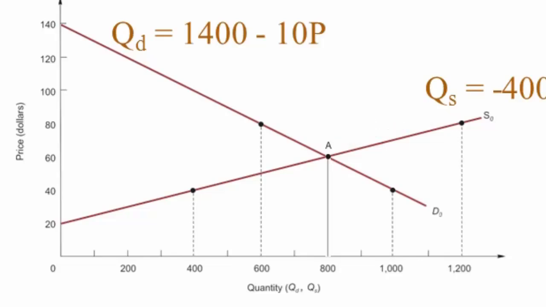If the sellers tried charging a $40 price, again, both sides might find that okay. $40 is okay. You can find some demanders at $40, you can find some suppliers at $40, but they disagree on the amount again. Sellers would only be willing to sell 400 units. Buyers would only be willing to buy 1,000 units. So there's much more being demanded than supplied in this case. We call that excess demand or a shortage.